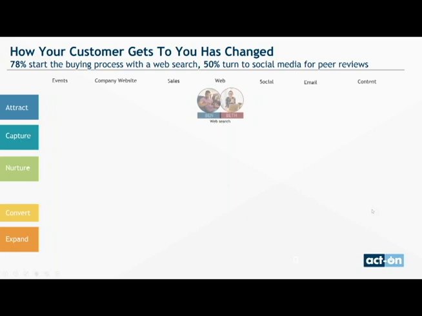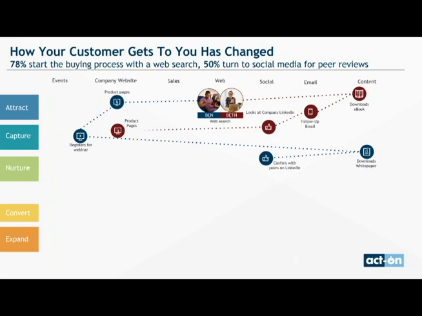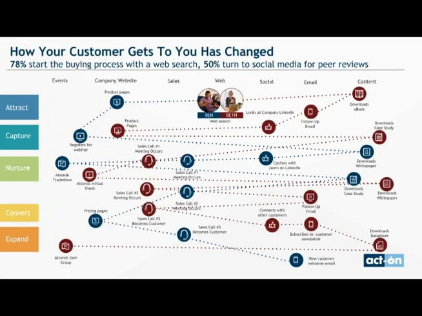So here's what's interesting too. How your customer is getting to you and how they're discovering you has changed over time. I use the phrase, we used to hold the keys to the kingdom. For them to get information on the product, they had to call in and speak to you, so all the information was held by you. But now, 78% of your customers are starting the buying process with a web search, and 50% of them, half of them, are turning to their peers for reviews. What are you using? Have you found something that's working?